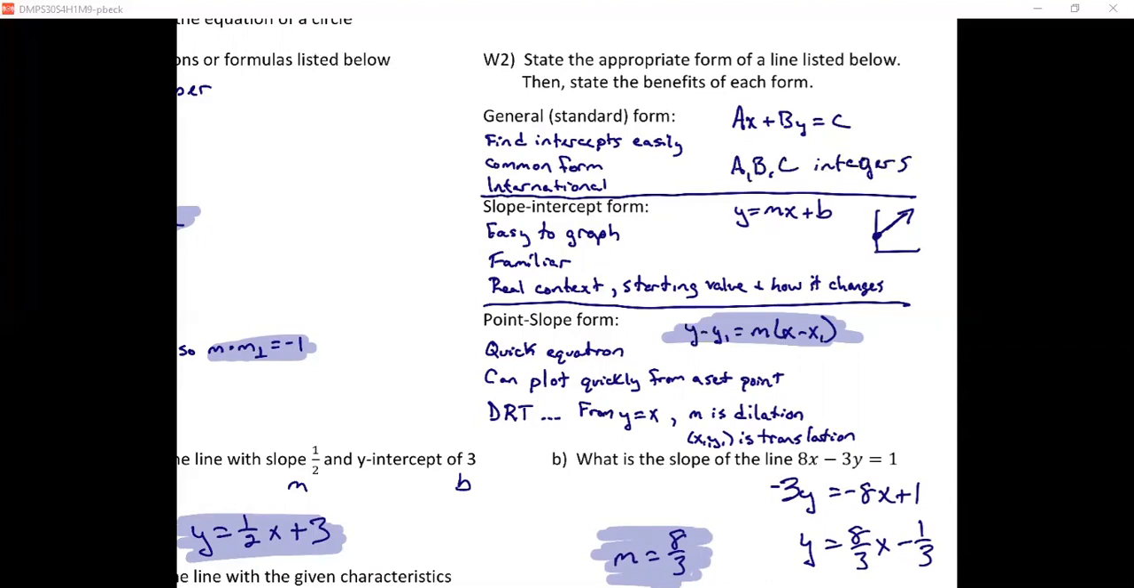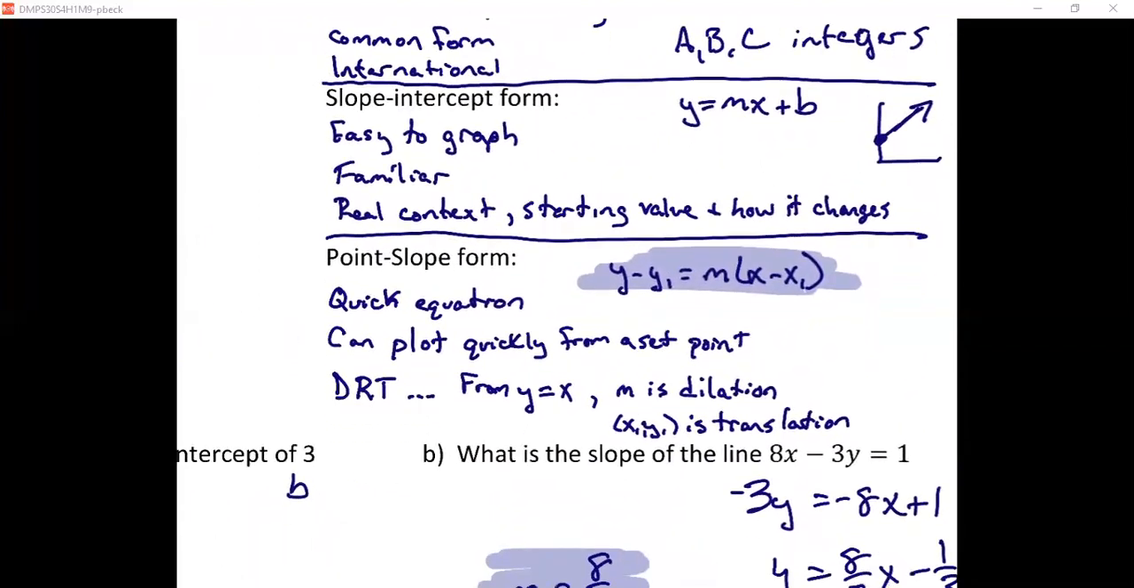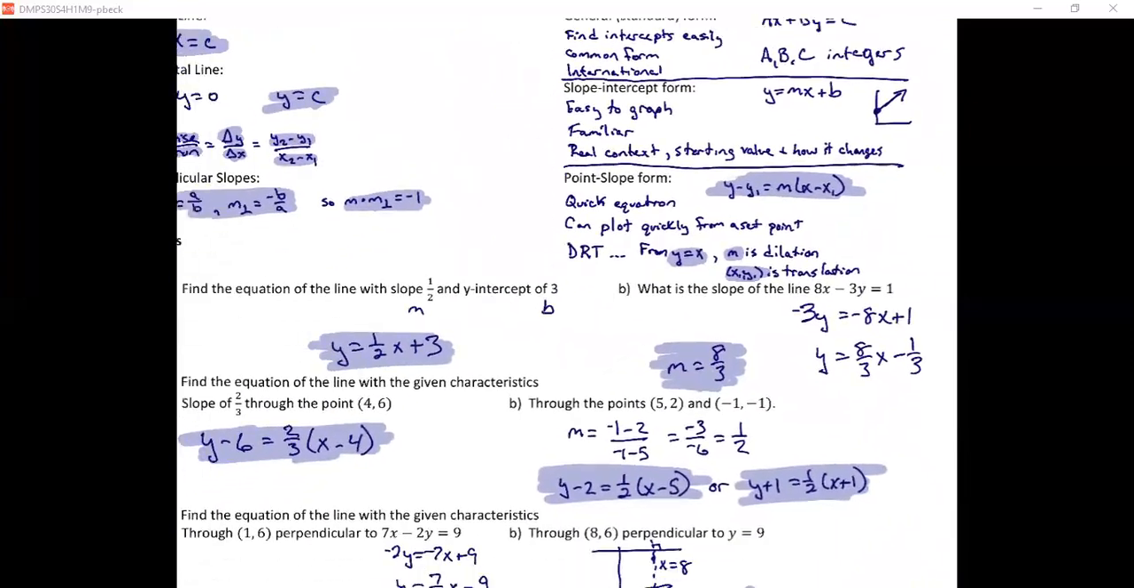One of the points I also like to make with point-slope form is, you remember from Algebra 2, if you take the equation y equals x, the slope is the dilation of that parent function y equals x, and then the x1 and the y1 are going to be your translation. So when you talk about dilations, reflections, and translations, and transformations overall, point-slope form is of that same kind of mentality.